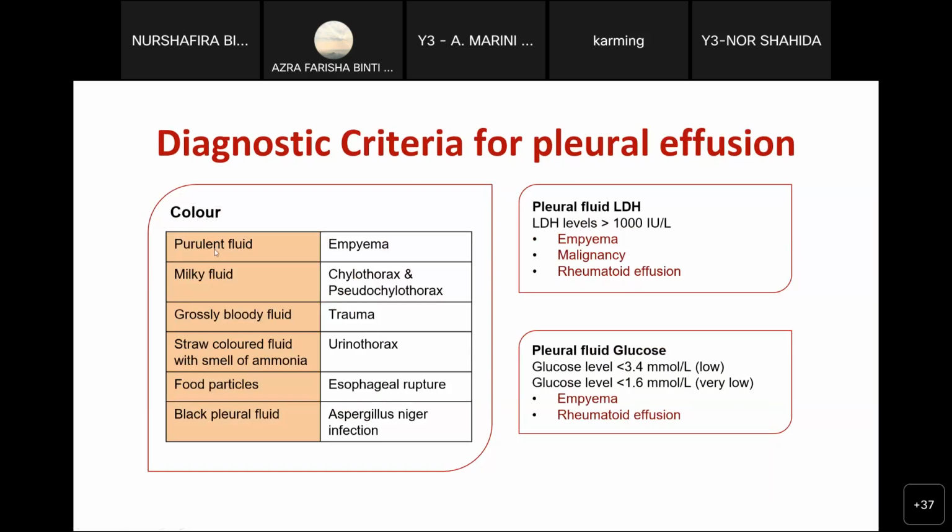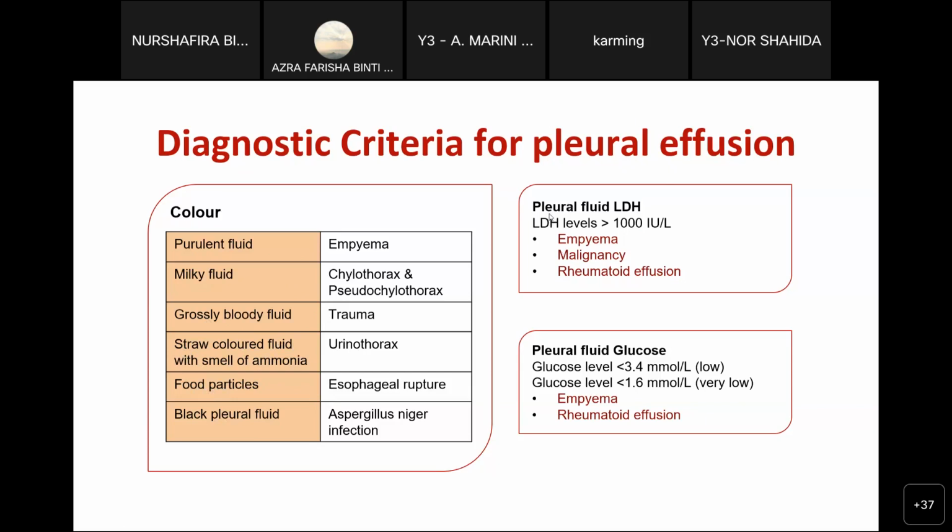First is about the color. If the fluid is purulent, it may be empyema, pus. Milky fluid can be chylothorax and pseudochylothorax. I will further elaborate about this later. And if it's grossly bloody fluid, it is most probably from trauma. Strong colored fluid with smell of ammonia can be urinothorax. And food particles in conditions such as esophageal rupture, and black pleural fluid in Aspergillus niger infection.